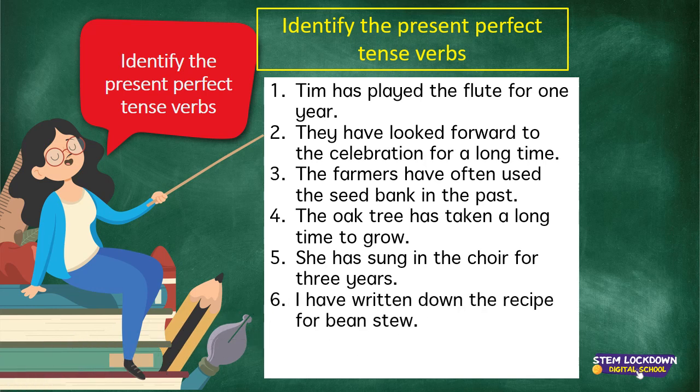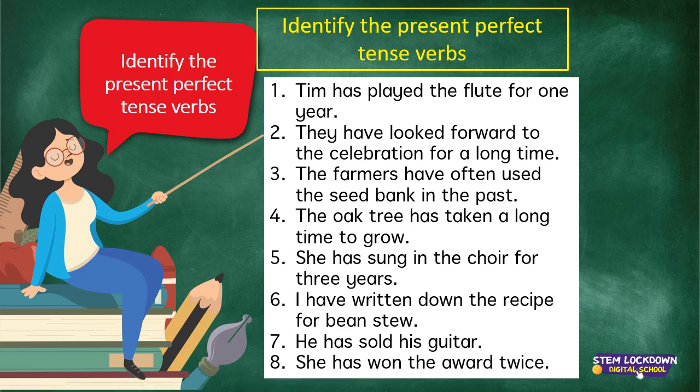Number 6, I have written down the recipe for bean stew. Number 7, he has sold his guitar. And number 8, she has won the award twice. So as I've been reading, have you noticed which are the present perfect tense verbs? And have you written them down? I'm going to give you a little bit of time now to write them down.